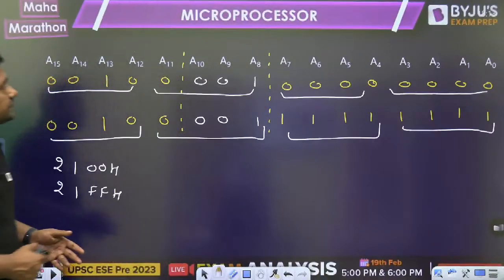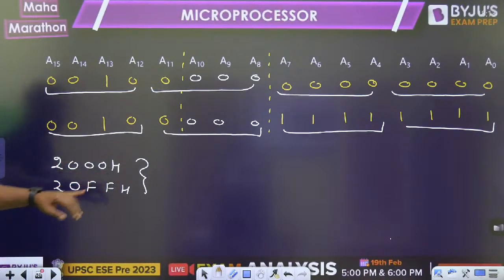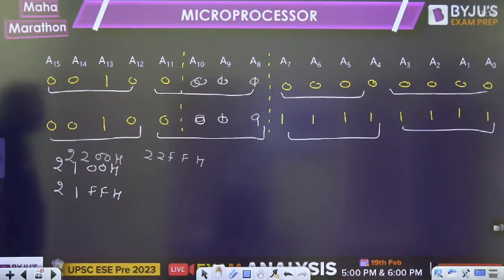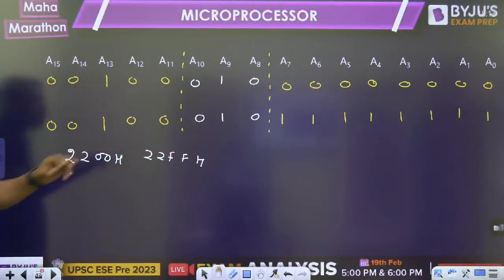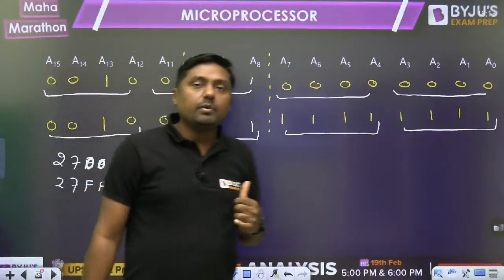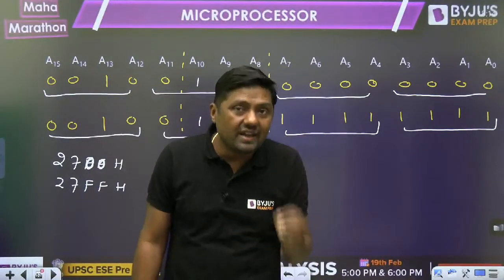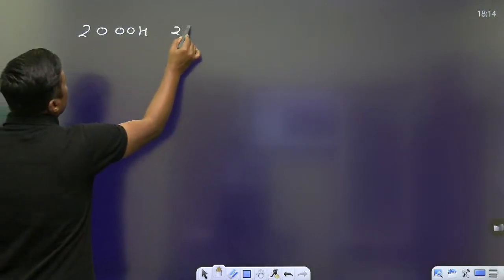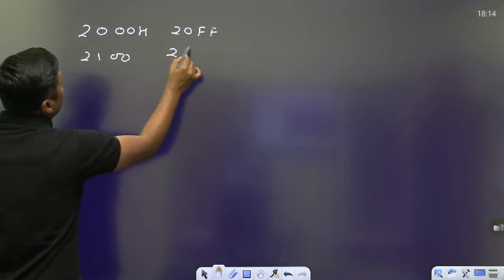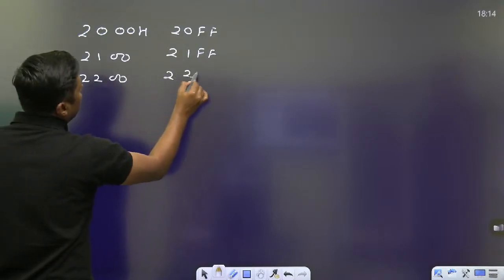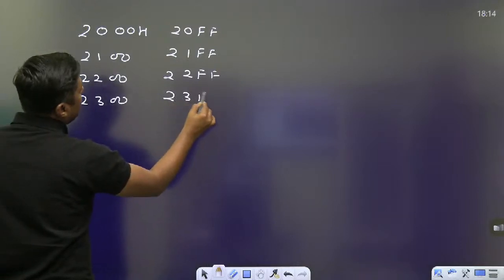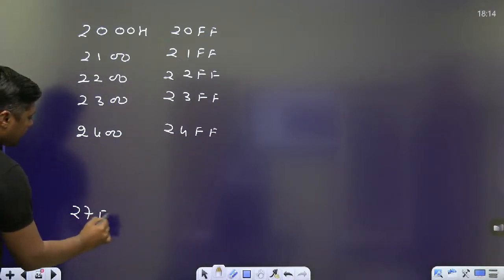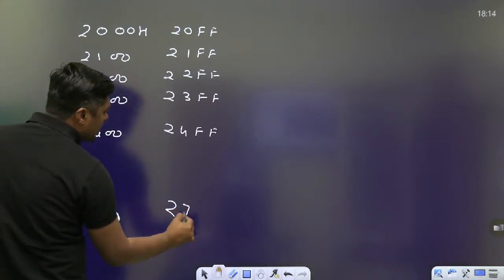So if I am choosing 000, the range will be 2000H to 20FF. If I am choosing 001, that is don't care, because that is not defined, then it will become 2100H to 21FF. When I am giving 010, it will become 2200 to 22FF. Or finally, when I am giving 111, it will become 2700 to 27FF. So how many address ranges? Total 8 address ranges, from 2000H to 20FF, 21FF, 22FF, 23FF, 24FF, and finally 2700 to 27FFH.